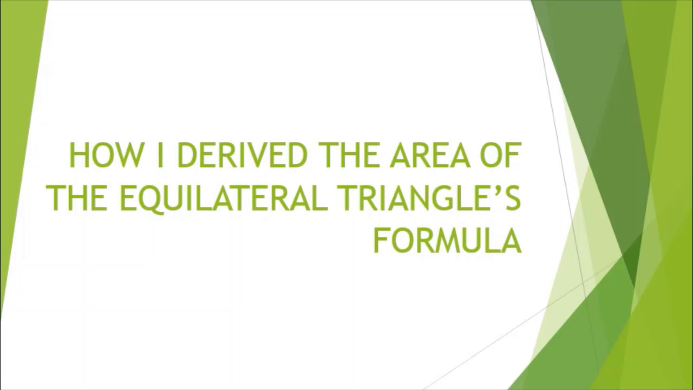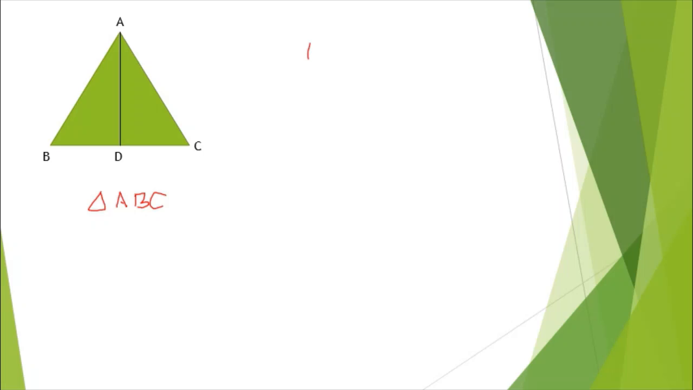Hello guys, today we will derive the formula of the area of an equilateral triangle. So here I have an equilateral triangle ABC, and AD can be considered as the height of the triangle, right?